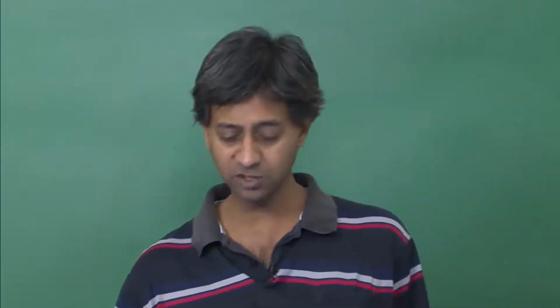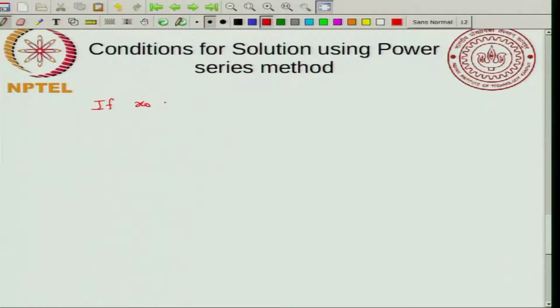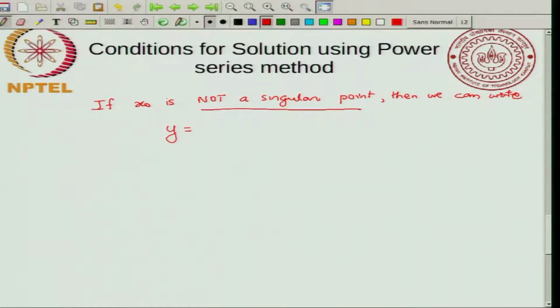Now, if x0 is not a singular point, a point that is not a singular point is called a regular point. If it is a regular point, then you can write y equal to the sum over n equal to 0 to infinity of the usual power series, a n times x minus x0 raised to n.